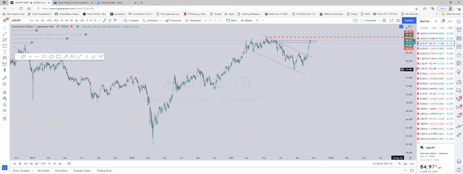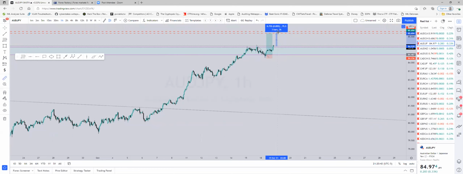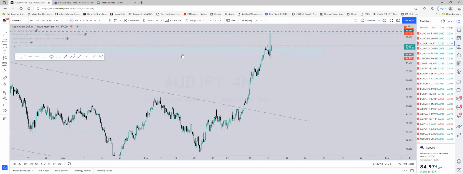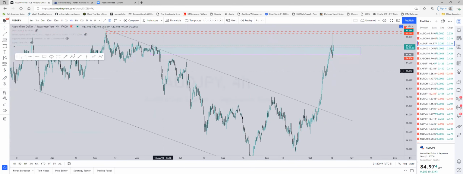Trying to zoom in so you can get a better picture. Matter of fact, it's finally broke out of my zone and grinds up to the next high. That's roughly 75 pips. And the next one I'm referring to is right here, which is actually an engulfing zone.